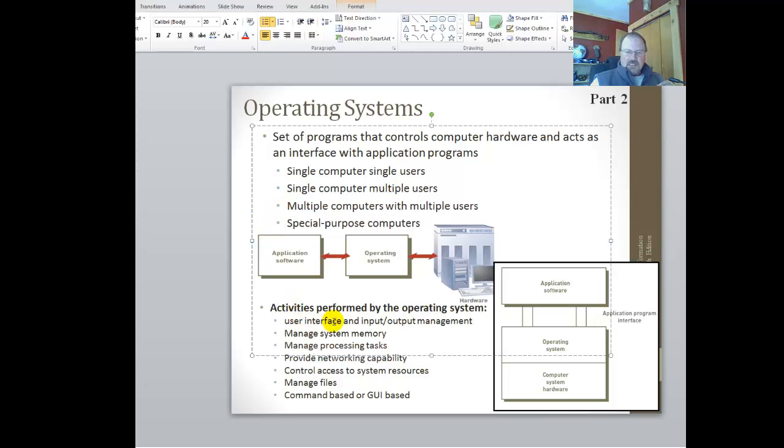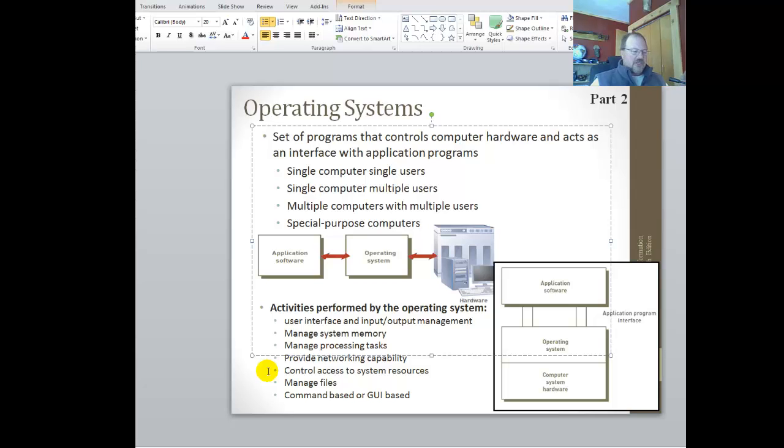Let's see, activities performed by the operating system. User interface and input output management. The keyboard, the mouse, the wireless stuff all ties into it. It manages system memory. We've talked about memory previously. It manages the processing tasks, so it works within the microprocessor or the CPU.